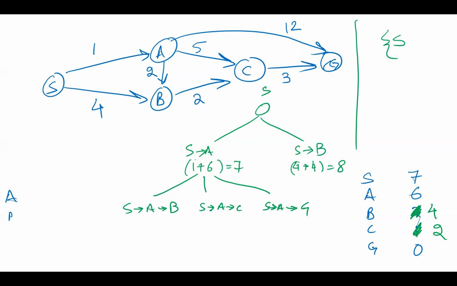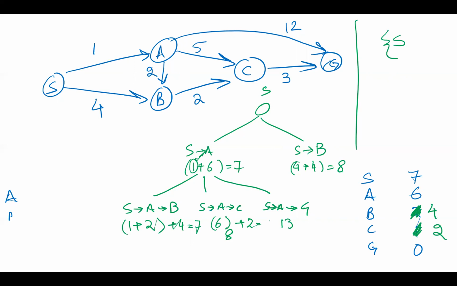So we get the g of n from the parent, plus from A to B, 2, plus h of B, which is 4. This is 7, right? How about SAC? So 1 plus 5, 6, right? And then h of C, 2. This is 8. How about SAG? 1 plus 12, 13, plus 0.